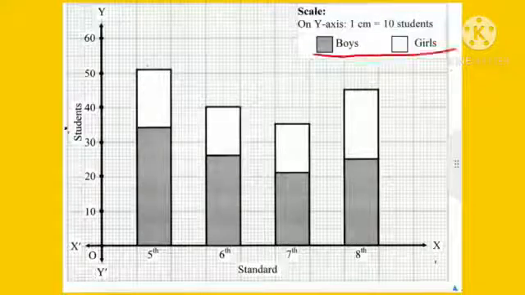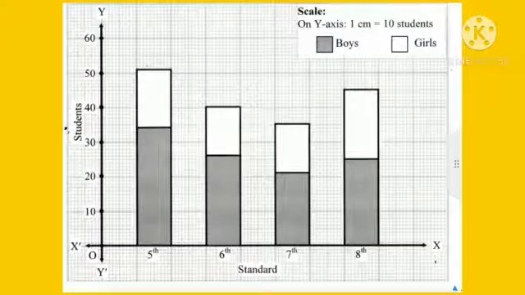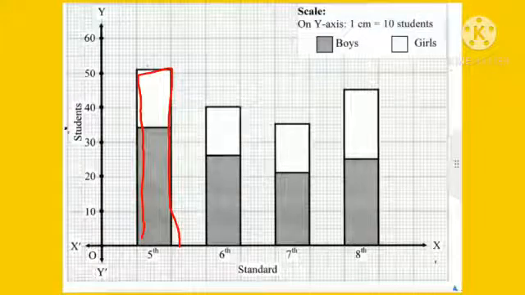Then the shaded part of the bar represents the number of boys and the unshaded part represents the number of girls. Now let us start drawing the bars on the x-axis. In standard 5th, the total number of students is 50. So, we will draw a bar till the marking of 50.